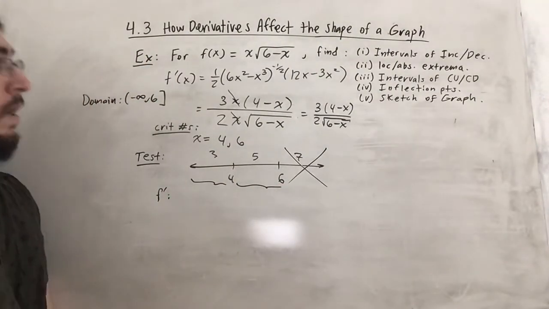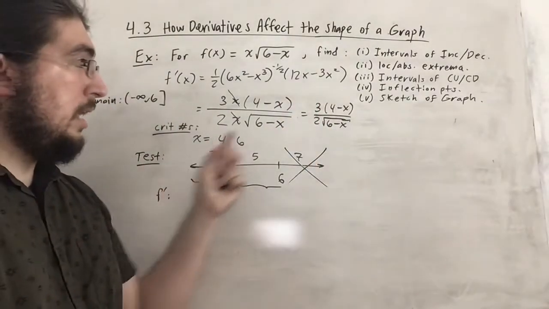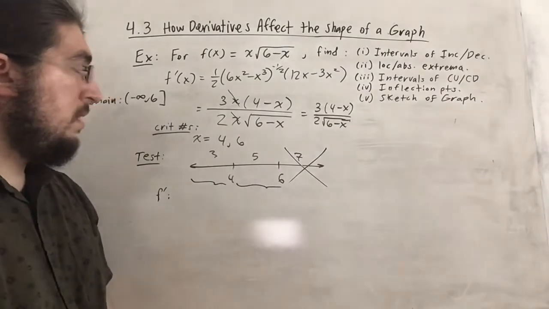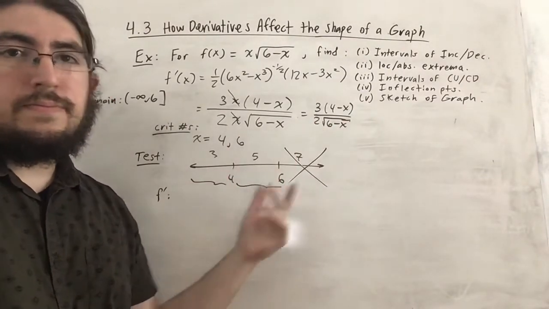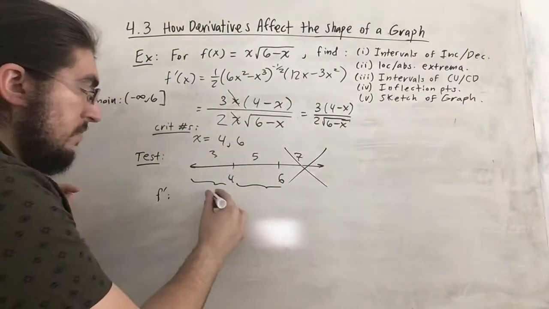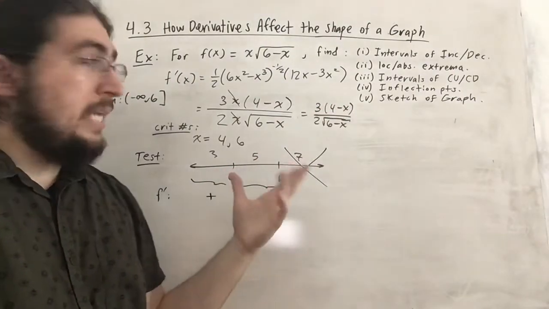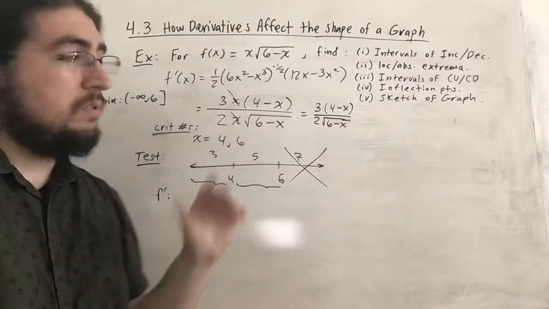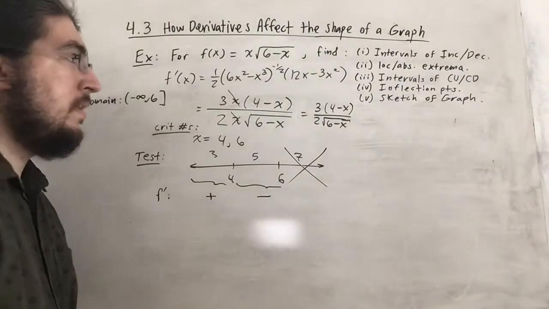All right, so again, we want to plug into the factored version of f prime, and we're going to check for sign only. So on the top, we have 4 minus 3 is positive. On the bottom, well, 6 minus 3 is positive. You'll always have a positive inside the radical. So this is positive over positive, which is positive. When you plug in 5, however, you get 4 minus 5 on the top, which is negative, and again, 6 minus 5 inside the radical is always going to be positive. So it's negative over positive, which is negative.